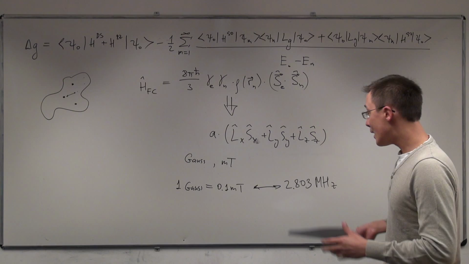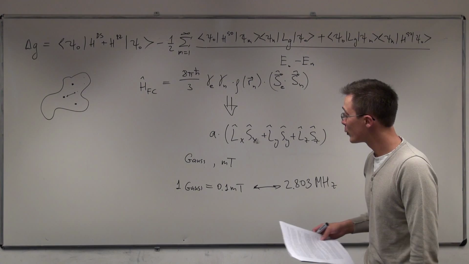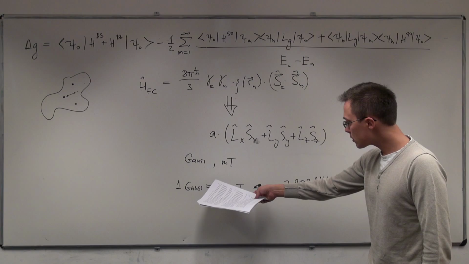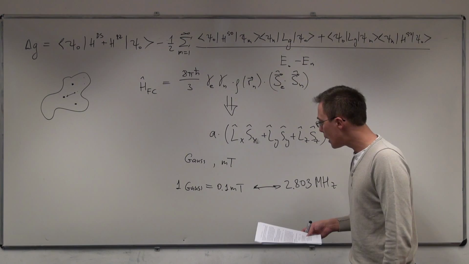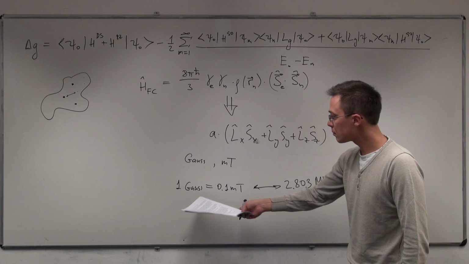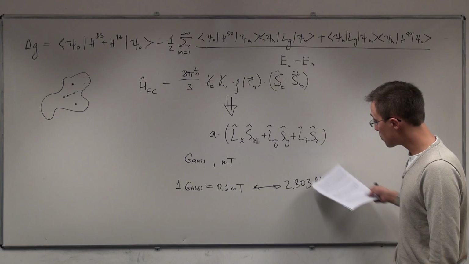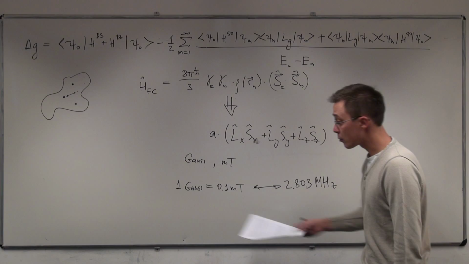History is history, unfortunately, and even ourselves, we do tend to report the hyperfine coupling in Gauss. Once SI came on the scene, the standard unit of magnetic field in SI is, of course, Tesla. Some people insist on milli-Tesla, but I, for one, am just old-fashioned. I usually report my hyperfine coupling in Gauss. But, of course, when it goes into a simulation, it has to be 2 pi times 2.803 megahertz times whatever value in Gauss that it actually has.